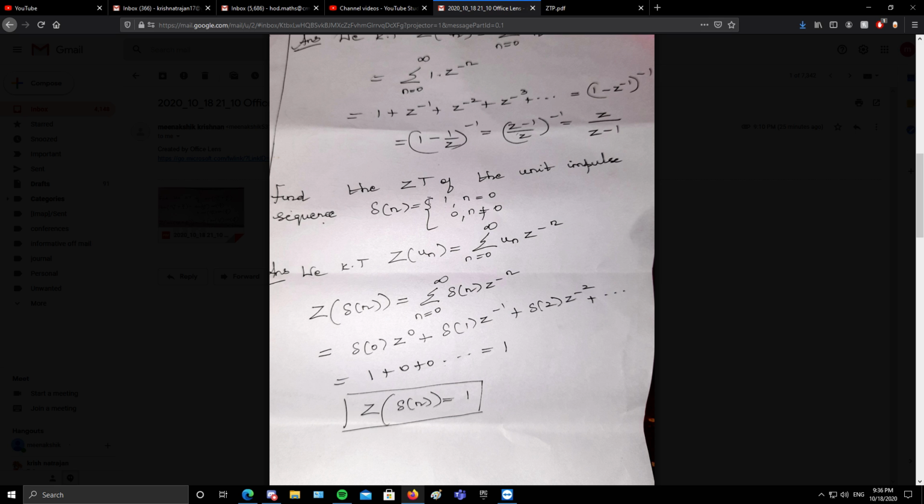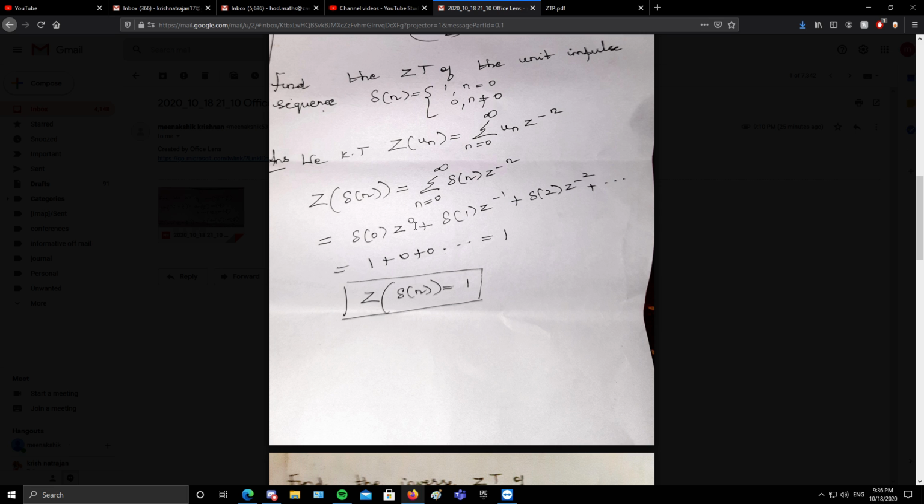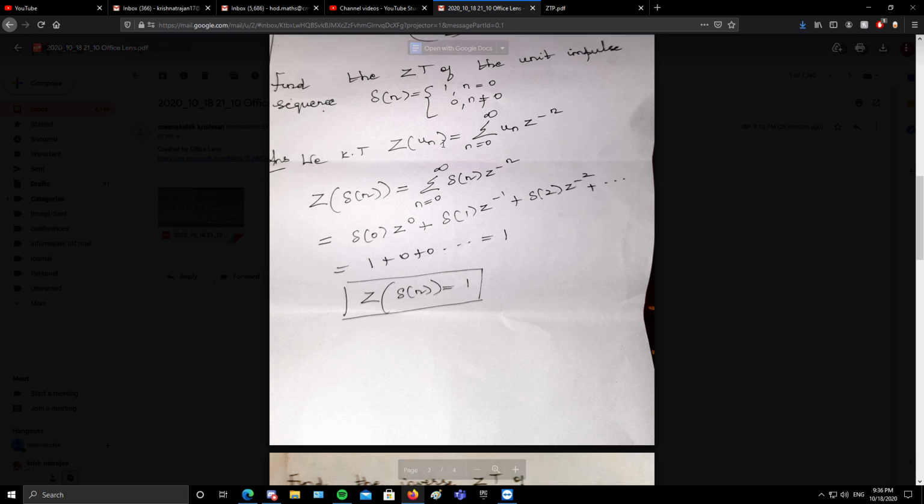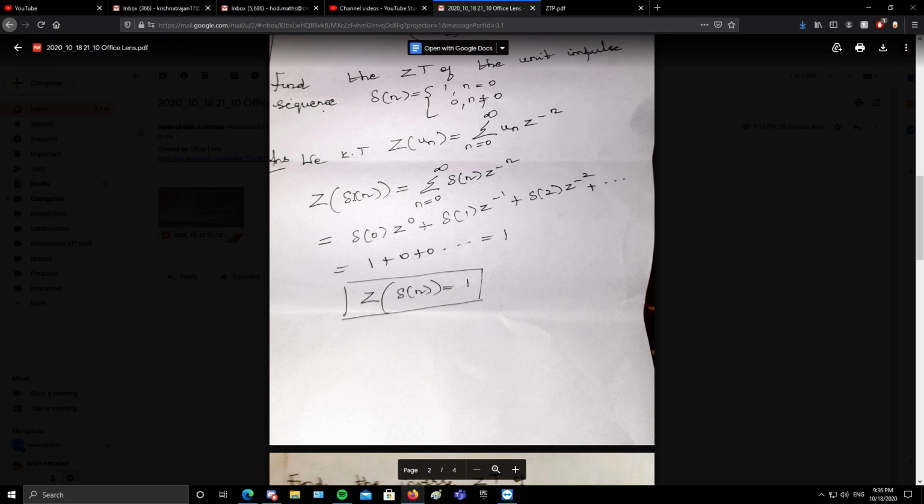Now we have to find the transform of the unit impulse sequence. So what do we start with? It is not a standard function, so start with the definition. Z of u n is summation u n z to the power minus n. So u n is delta of n. Delta of n means impulse. This is the symbol for the impulse sequence.